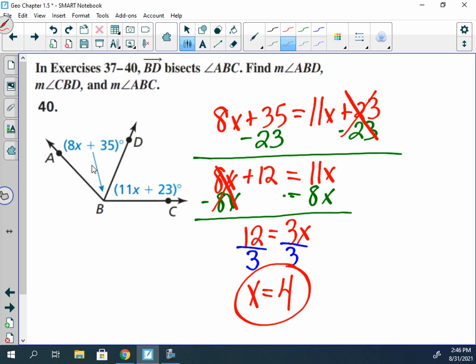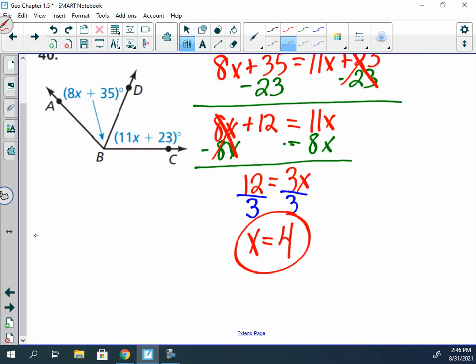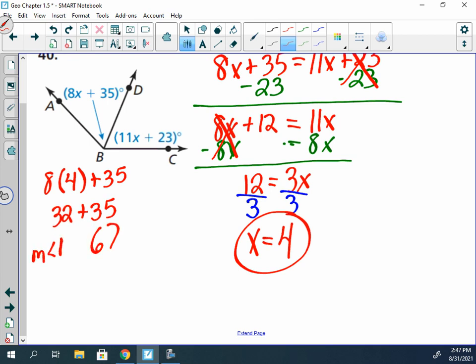Any questions on how we found the value of x? Now we need to do what? Plug it back in. So we can pick either one. I'll pick the 8x plus 35. So we can say 8 times 4 plus 35. Well, 8 times 4 is? Plus 35 is? 67. Yep. So the measure of angle ABD is 67.